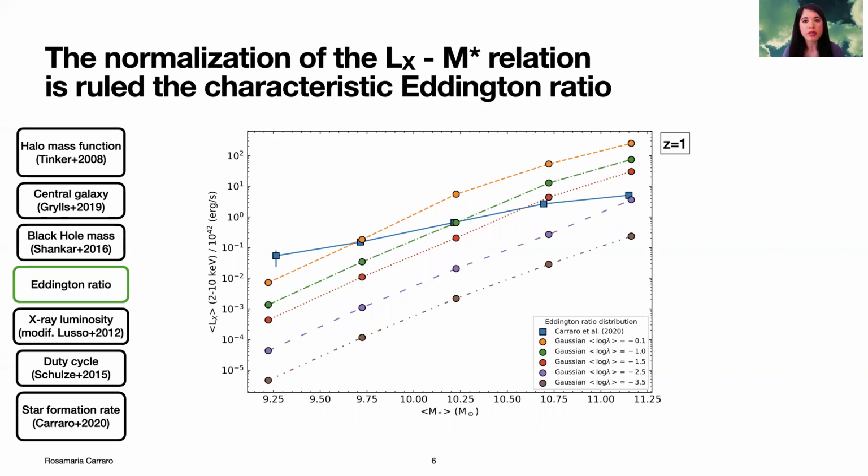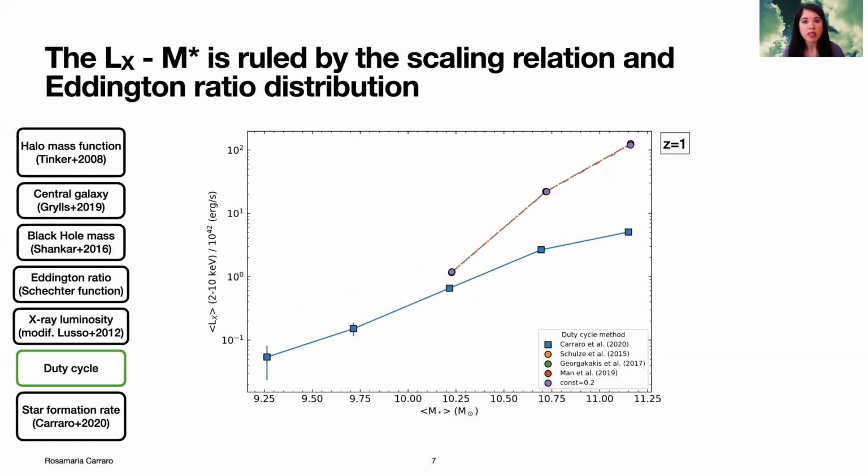This is the same as the previous plot, but this time we assume a Gaussian Eddington ratio distribution in log lambda. And we can see that by decreasing the mean of the Eddington ratio distribution, we will only decrease the normalization of the LX to M star relation, with no effect on the slope. We see that our data is compatible with a mean Eddington ratio that is mass dependent and increases at lower masses. This time we vary the duty cycle, and in all cases we obtain the same relation, so we can conclude that the duty cycle does not affect the LX to M star relation.